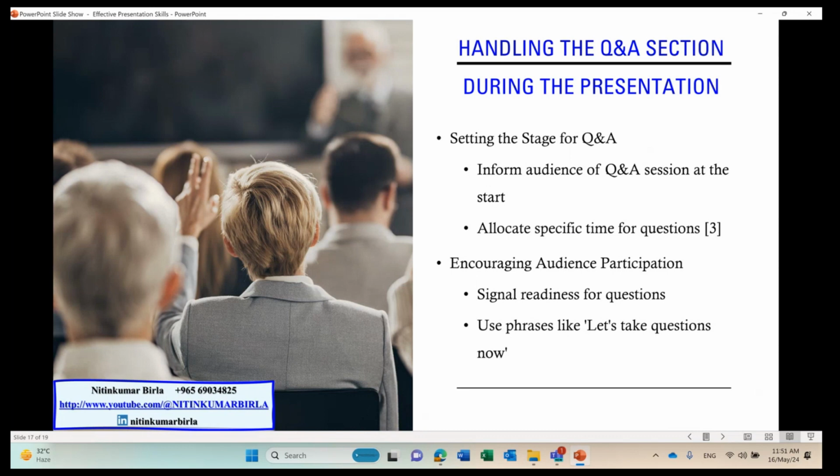During the presentation, set the stage for when the question answer session starts. Inform the audience at the start that we are going to have a question answer session at the end. In the beginning itself, you should say that. If you don't want to trigger points in between, say we have a question answer session. If you say that in the beginning, automatically the questions will come at the end only, because you are clearing them.